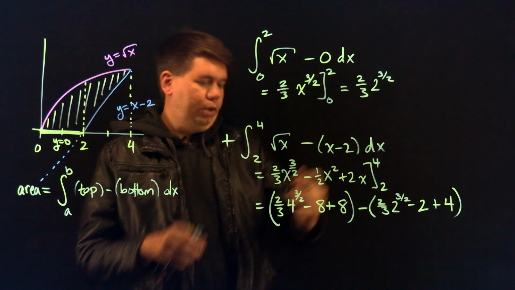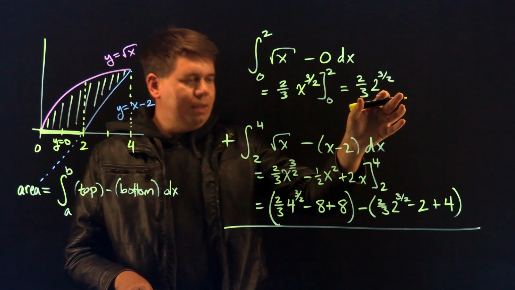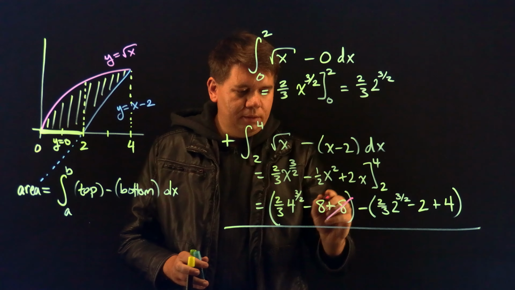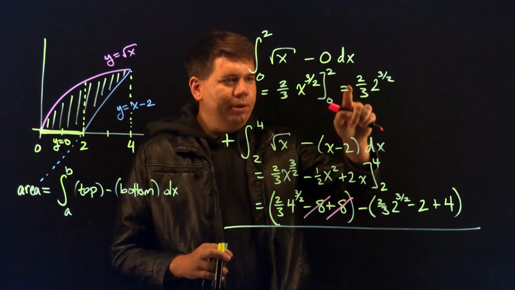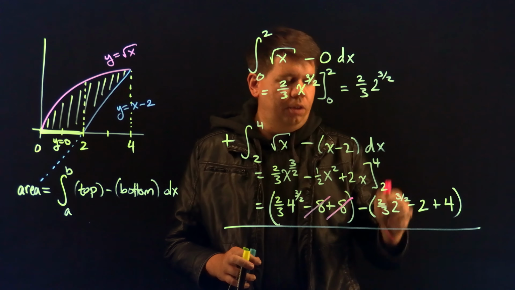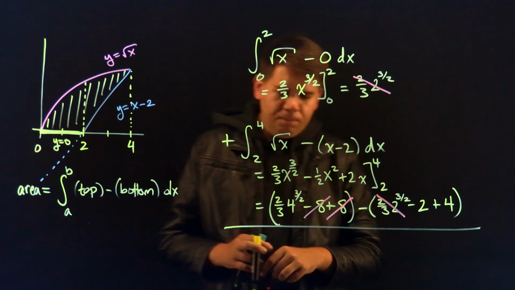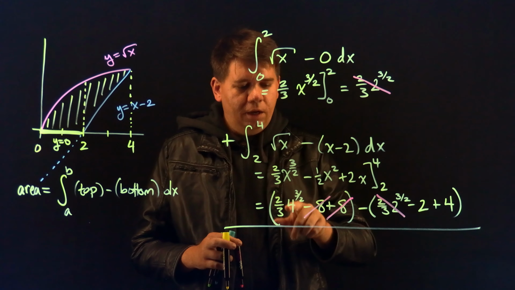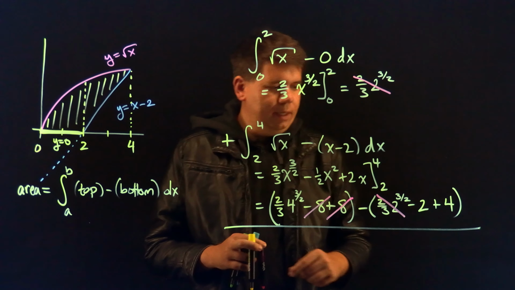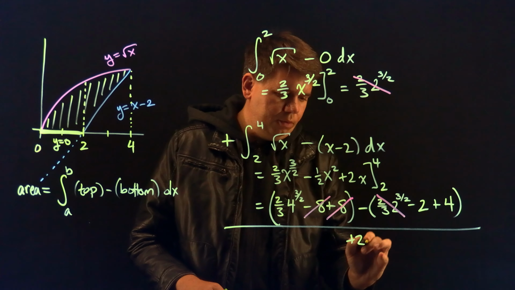We could simplify this all, but what we're ultimately going to want to do is add up this area with this area. Let's see if we can simplify anything. These 8s will cancel. Here I have 2/3 of 2 to the 3/2 minus 2/3 of 2 to the 3/2, so those will also cancel. I'll be left with 2/3 of 4 to the 3/2 minus 8 plus 8 minus 2 plus 4, and so on.